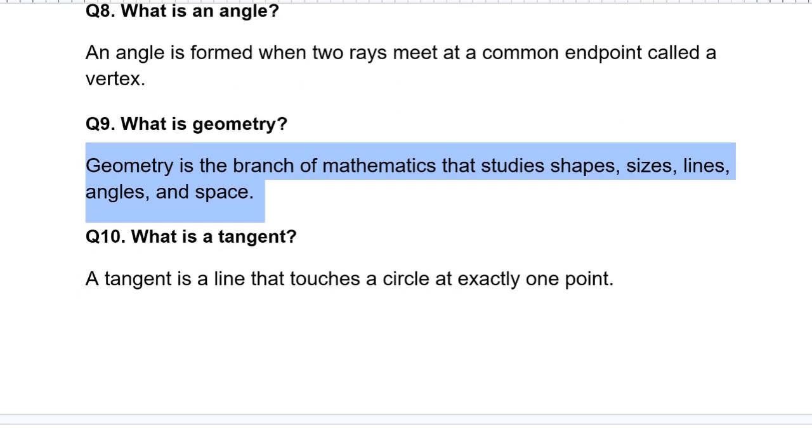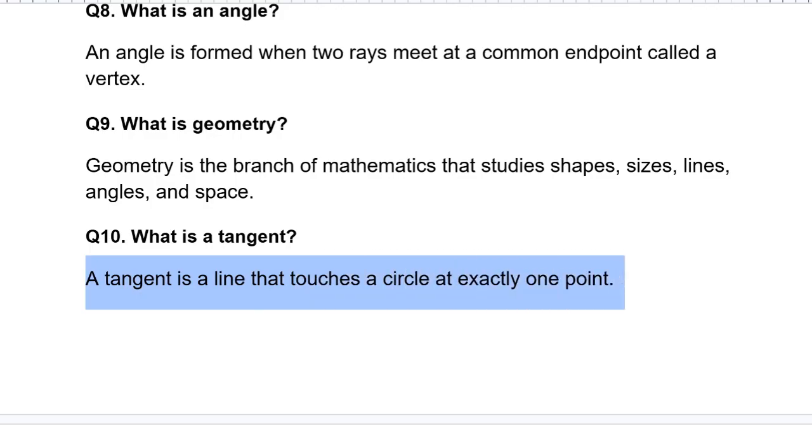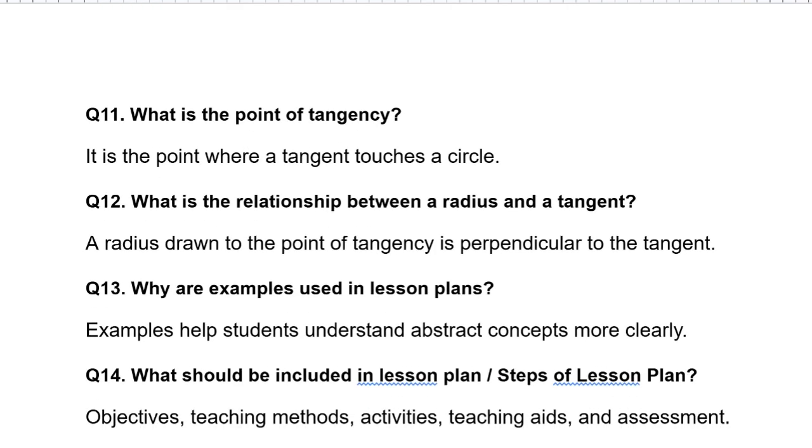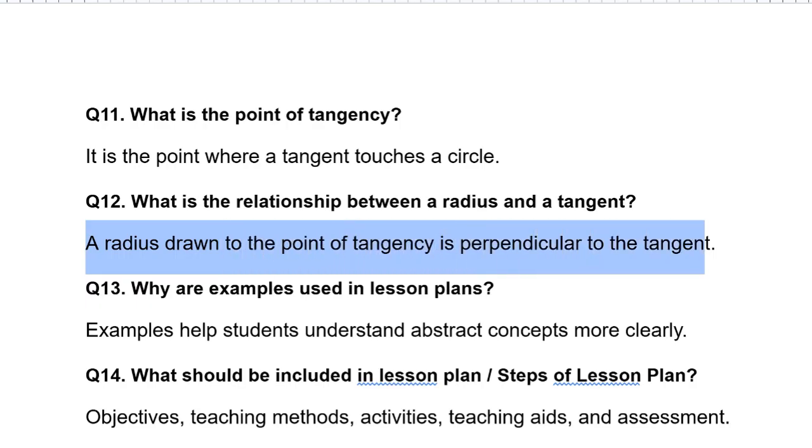What is a tangent? A tangent is a line that touches a circle at exactly one point. What is the point of tangency? It is the point where a tangent touches a circle. What is the relationship between a radius and a tangent? A radius drawn to the point of tangency is perpendicular to the tangent.